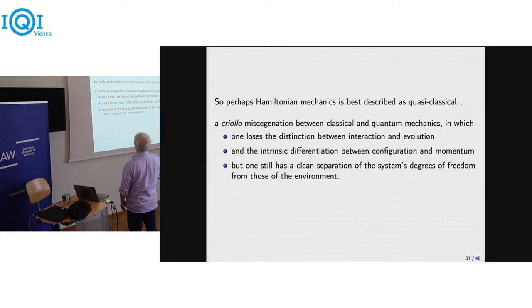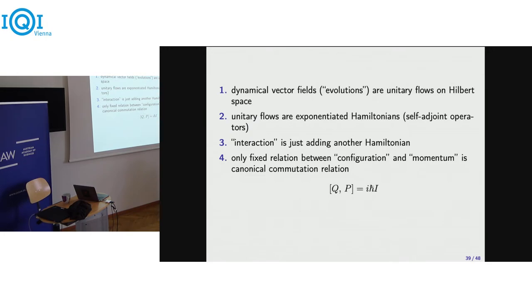Okay. I can now do quantum mechanics very, very quickly because things are basically the same except with one really important change. Dynamical vector fields are just unitary flows on the Hilbert space. Unitary flows are exponentiated Hamiltonian, self-adjoint operators. Interaction, again, is just adding another Hamiltonian. And the only fixed relation between configuration and momentum is the canonical commutation relation, in which Q and P enter in a conceptual sense symmetrically, although, of course, this is an anti-symmetric structure. When I say symmetrically, I mean this doesn't allow you to distinguish the Qs and the Ps by itself.